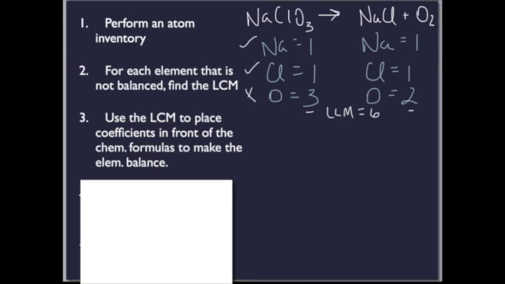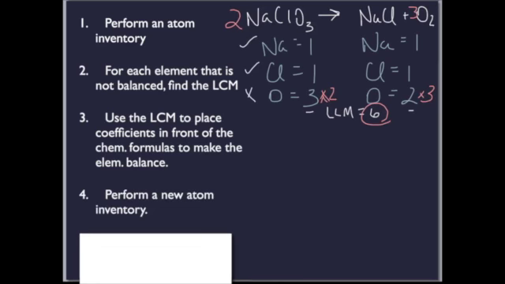Okay, step 3 says to use the least common multiple to place coefficients in front of the chemical formulas to make the elements balance. Well, the least common multiple tells me that I need 6 atoms. So in order to get 6 atoms on the left, I'm going to have to take this 3 and multiply it by 2. So that means I've got to put a 2 out here in front of the chemical formula that contains the oxygen. And then on the right, I have to multiply this by a 3 to get 6. So I put a 3 in front of the chemical formula containing the oxygen.